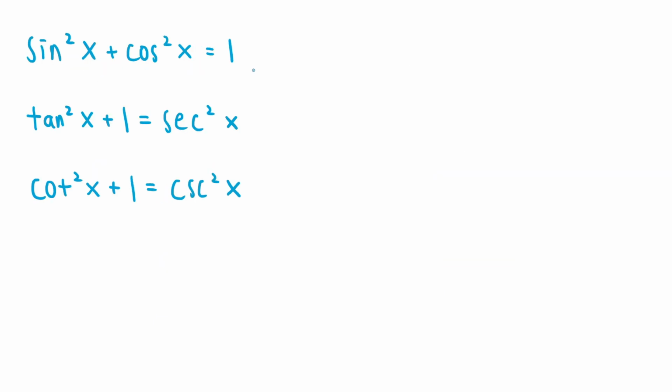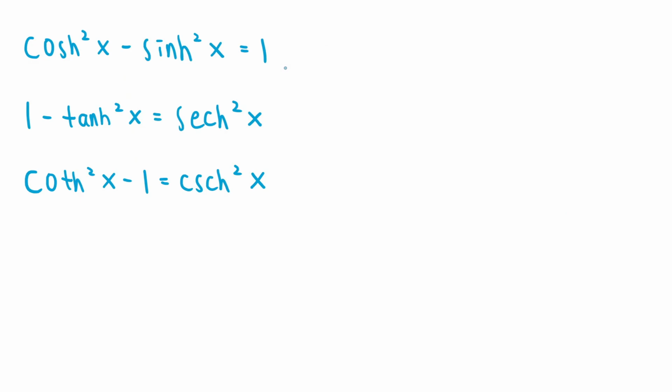So the trigonometric Pythagorean identity is sine squared of x plus cosine squared of x equals 1, and the two related identities are tangent squared of x plus 1 equals secant squared of x, and cotangent squared of x plus 1 equals cosecant squared of x. These two identities are derived using the Pythagorean identity, and it turns out that there are three identities similar to these ones for hyperbolic functions.